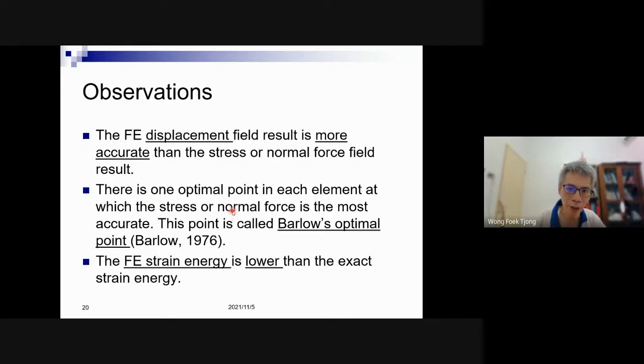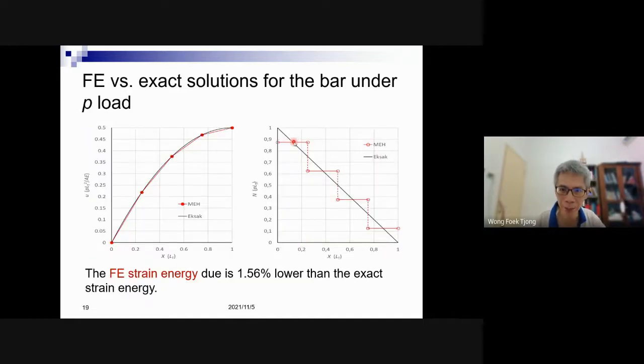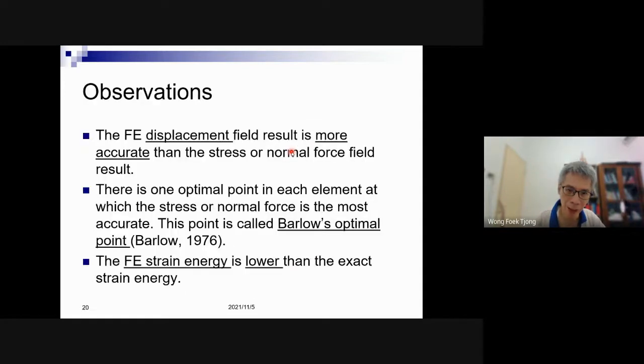Furthermore, there is one optimal point in each element at which the stress or normal force is the most accurate. So this is called Barlow's optimal point. That's in the middle of the element. That's the most accurate one for this case, right? So this point is called Barlow optimal point. After Barlow, okay? This is Barlow optimal point.